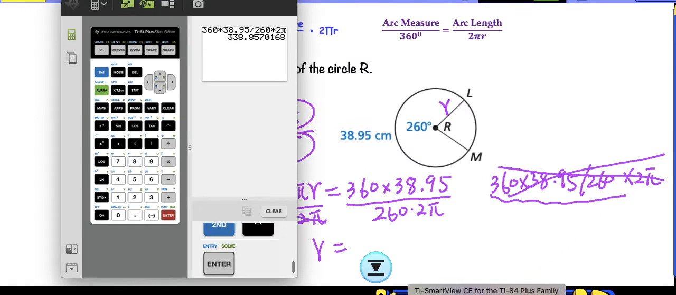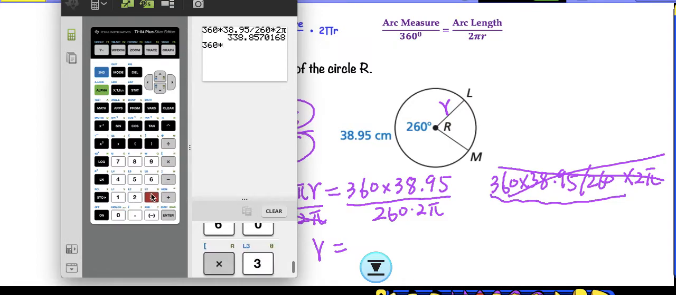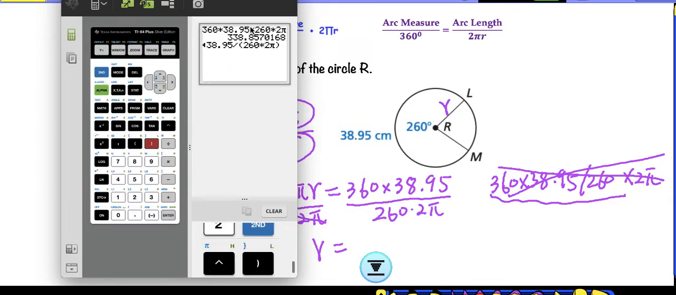How do we do it the right way? Since I need to divide by the whole thing here, you need to put parentheses around the bottom. So let's do that again. 360 times 38.95 divided by, since I need to divide by the whole thing, I'm going to put parentheses: 260 times 2 pi. Again, do not use 3.14 unless you're told so. It's always safe to use pi. Close parentheses. In this calculator, the calculator knows, oh, I need to multiply the bottom, then divide the top by the bottom.